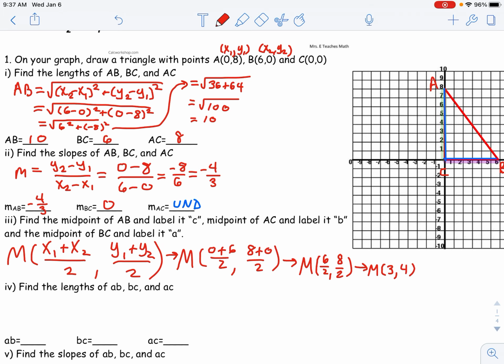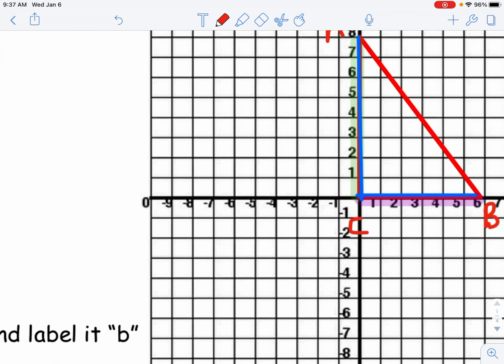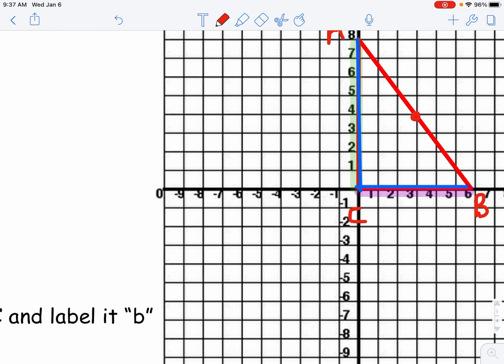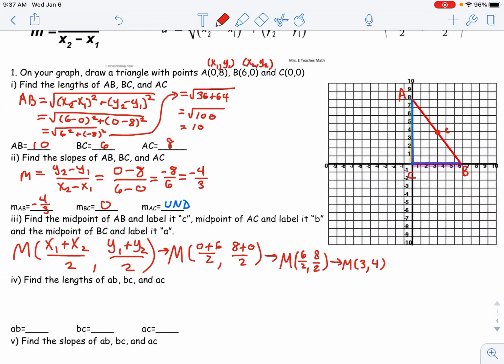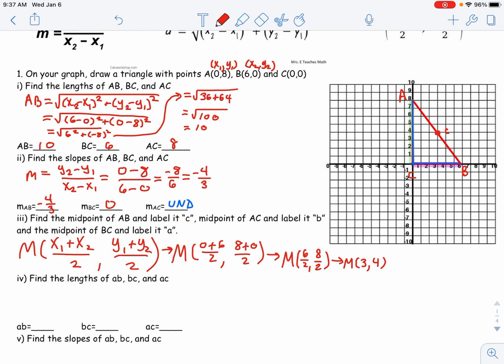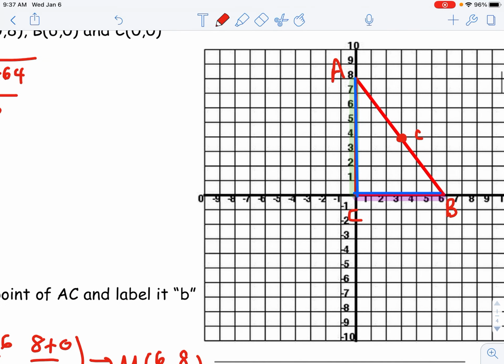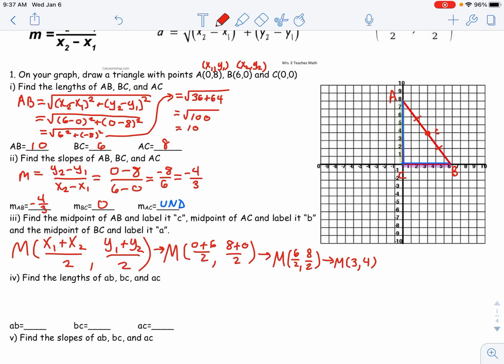All right, it's an ordered pair, so basically it's saying the midpoint of AB is at 3, 4, which is right here, and it wants me to label it with a lowercase c. Sometimes it's hard to tell the difference between an upper and lowercase c, but that's a lowercase c. So that's the midpoint of that segment right there.